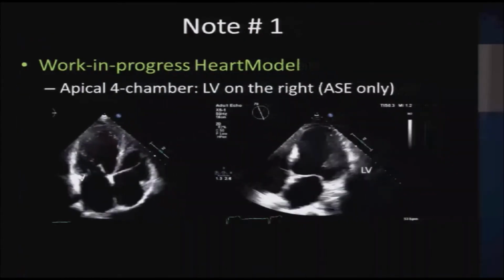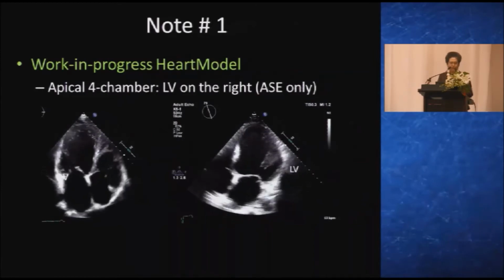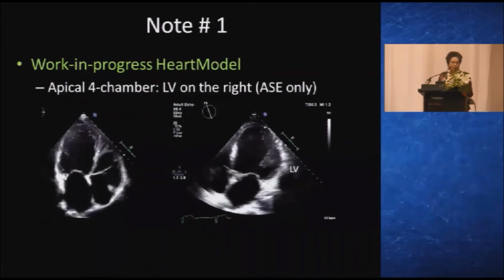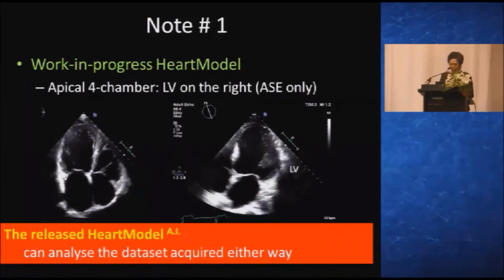What I would like to put an additional note on is that during the work of testing, what I noted and fed back to Philips and the HeartModel team. The first one is that when we were testing HeartModel, it analyzed the data acquired with the left ventricle on the right-hand side, the ASE orientation. Since I usually acquire the image with the left ventricle on the left side, that was pretty difficult for me at first. But right now, after I asked Philips and made some requests, the released HeartModel in the final model can analyze data acquired either way, whether you have the left ventricle on the left side or on the right side.